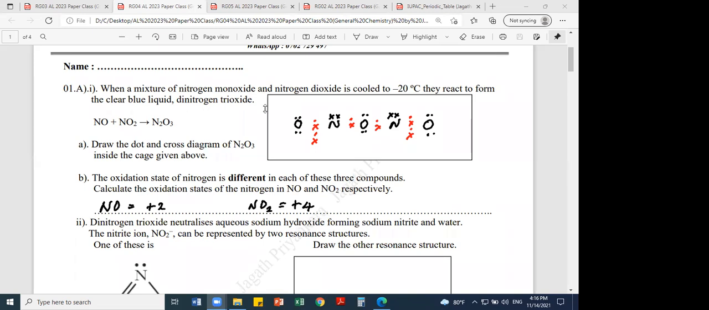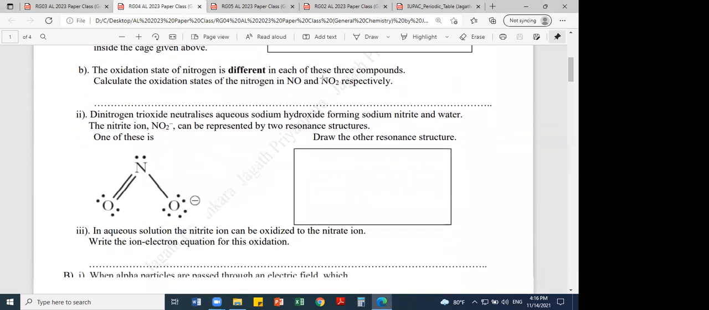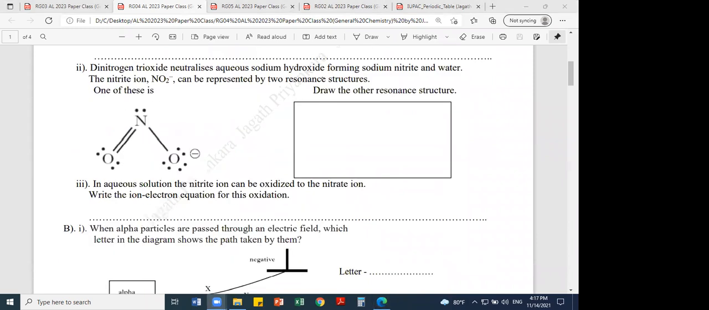Next one, part 2. Dinitrogen trioxide, that means N2O3. They have given that there are two resonance structures for, sorry, NO2 minus, the nitrite ion. So one is given, you have to draw the other one. I'll erase this part. Part 2: draw the other resonance structure.